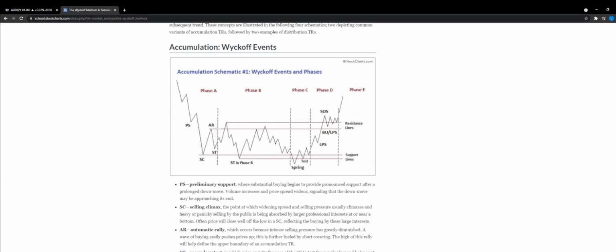In general, the trading range, or the TR, of an accumulation schematic is defined by the space between the SC low and the AR high. So this is, I suppose you could call it in simple terms, support and resistance, right?